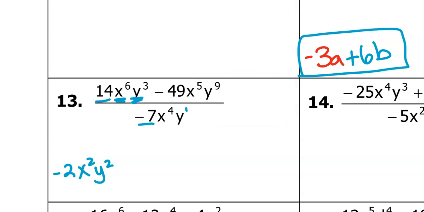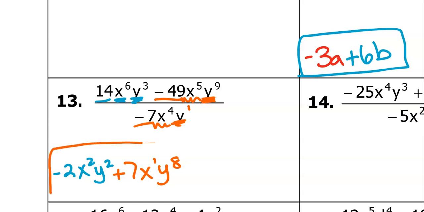All right, my other side. Okay. So negative 49 over negative 7 is positive 7. How about x5 over x4? X to the positive 1. Good. And then how about y9 over y1? Y8. Did I have to drop anything down? So is this my answer? Is it in standard form? Yes. Because even though y has the highest degree, what trumps that? That x comes first in the alphabet. So x squared needs to come first, then x1. There we go.